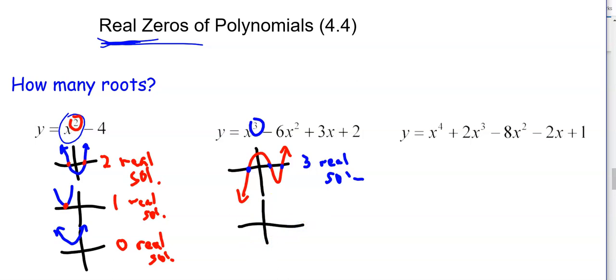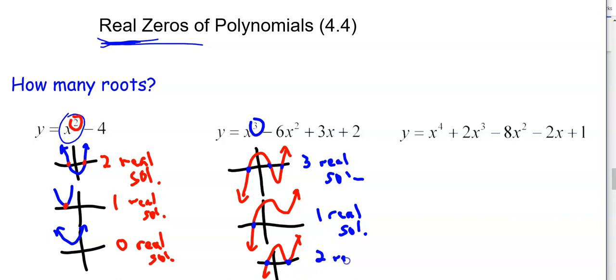You could have a situation where the graph kind of does this. In that case, it would have one real solution, and the other two solutions would be imaginary. You could also have a graph that looks something like this, where it touches there, and then it just barely touches, almost like a tangent point, right there. That would look like a two-solution problem, but one of those solutions is actually a double root. So even that one is three solutions. When you have third power, you're expecting three solutions.